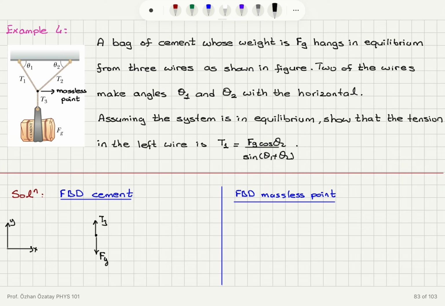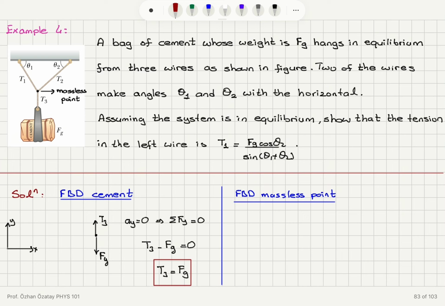Now, as a result of these two forces, what is the cement doing? Nothing. It's in equilibrium. Ay is equal to 0. Therefore, the net force acting on the y-axis must be equal to 0. T3 minus the weight must be equal to 0. So T3 must be equal to Fg, the weight of the cement.